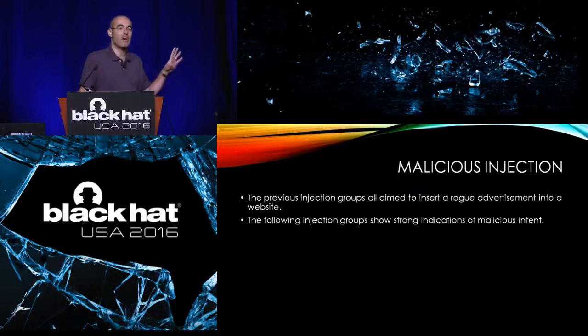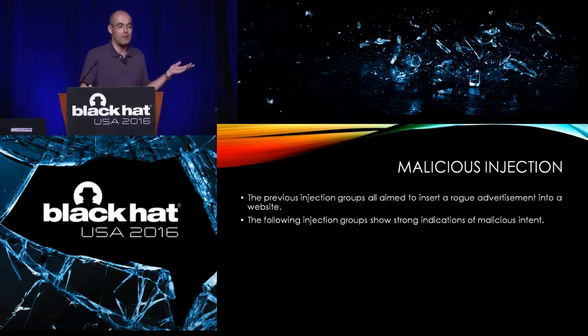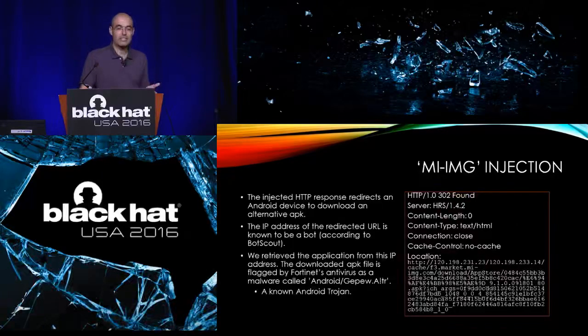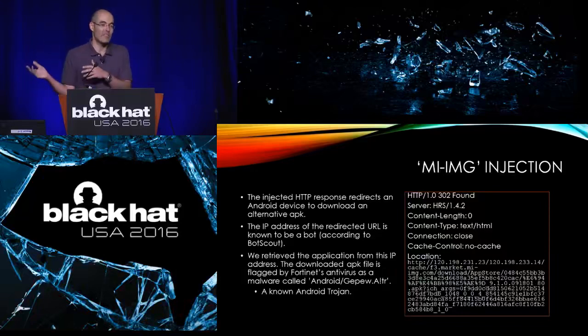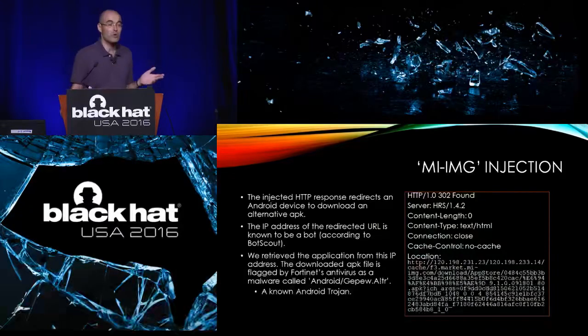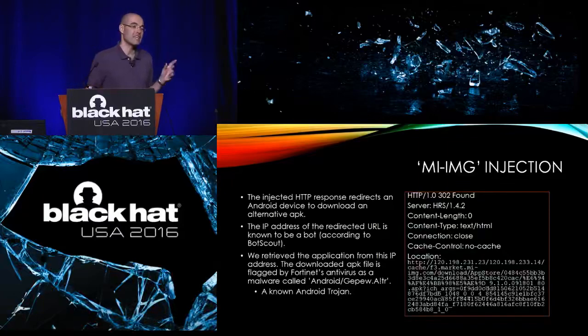Okay, so up until now, you've seen only examples of injections of advertisements. But there were also injections that had malicious intent, like one of these. In this injection, an Android device tried to download an APK from a third-party website, and the user got a forged response, again, a 302 redirection to download the APK from yet another IP address. According to the bot scout service, this IP address is flagged as a bot.